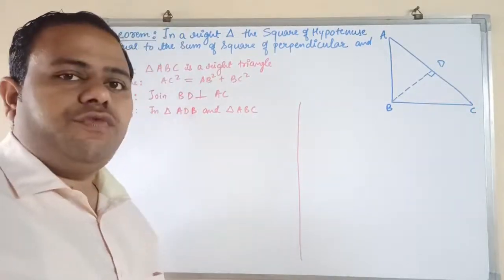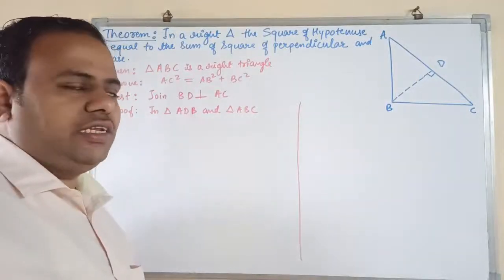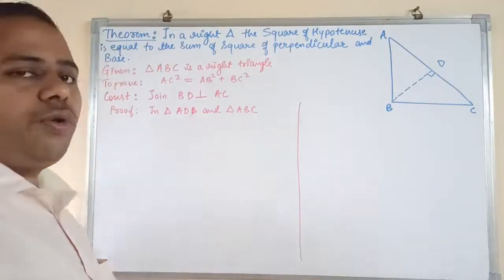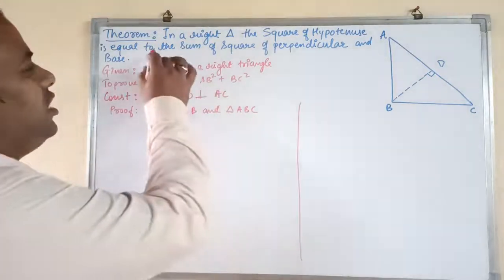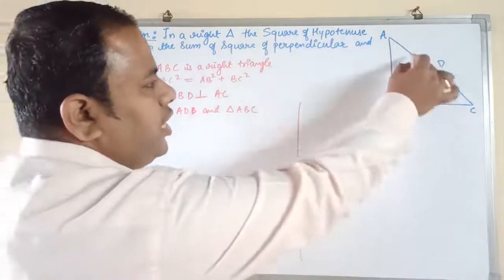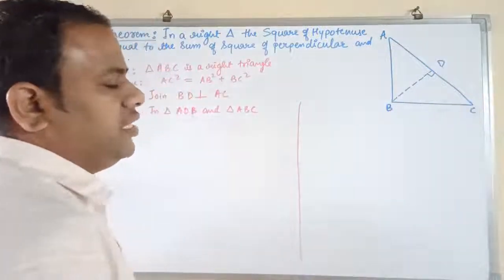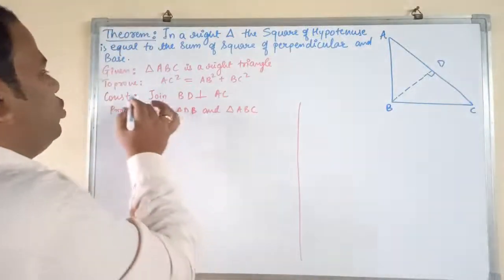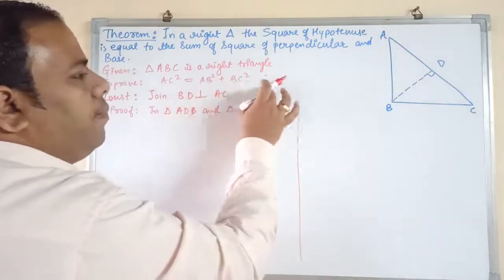Today from this video we are going to start a new playlist in mathematics for 10th standard. So today in this video we are going to discuss a theorem, that is a right triangle theorem. So let's see the theorem first. In a right triangle, the square of hypotenuse, that is AC, is equal to the sum of the squares of perpendicular and base. So to prove, we have here AC square is equal to AB square plus BC square.